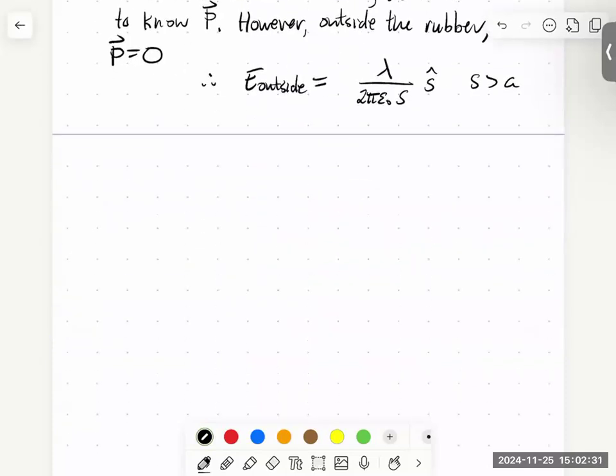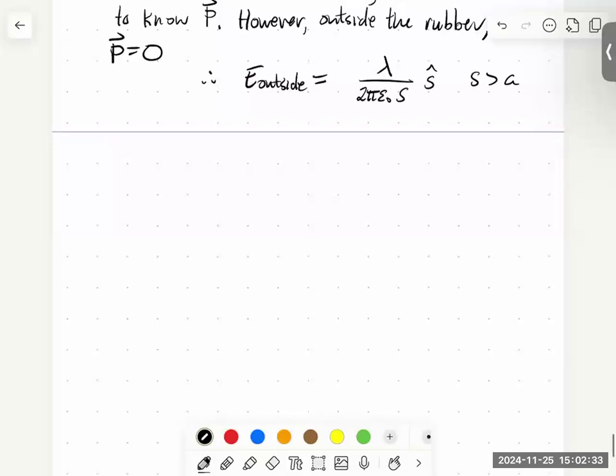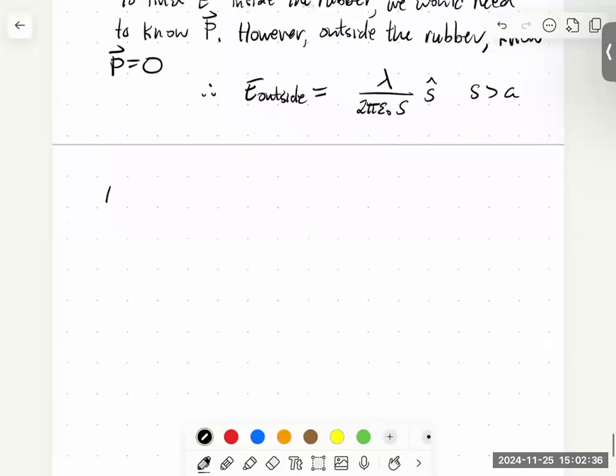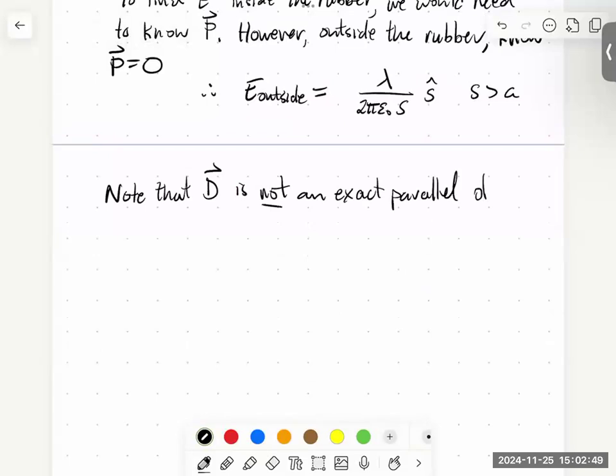So let's just make a couple of notes here. Note that D is not an exact parallel of the electric field. And we can see that fairly easily. So for example, we could consider the curl of D.